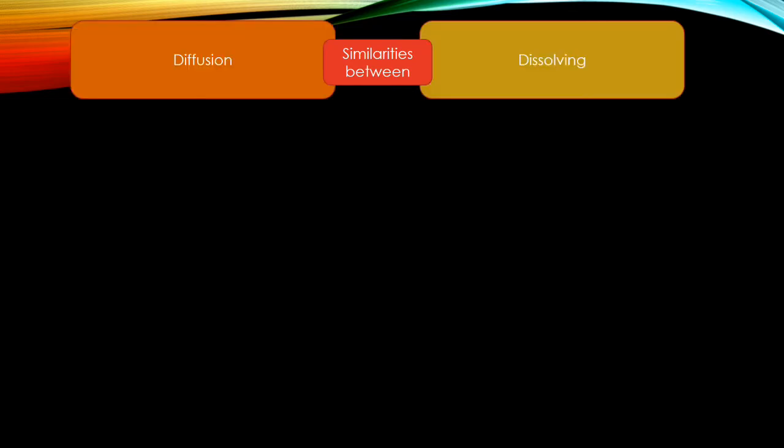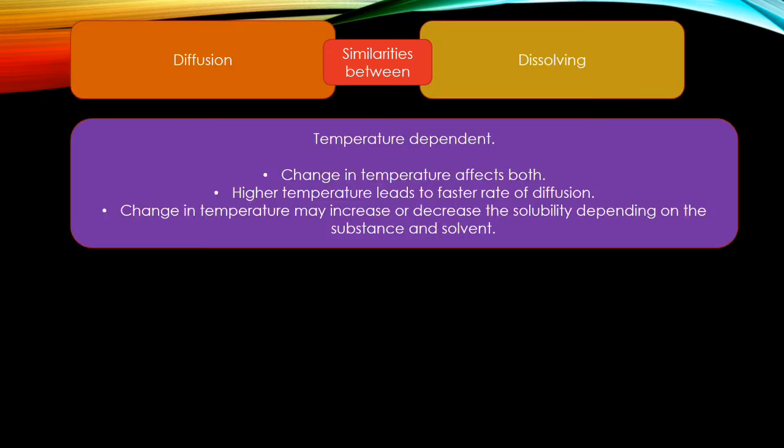Similarities between diffusion and dissolving. Both are temperature dependent. So a change in temperature will affect the rate of diffusion and solubility. An increase in temperature will cause particles to acquire more energy, and the higher the kinetic energy, the faster the particles will move. So they spread out more easily when the temperature is high.